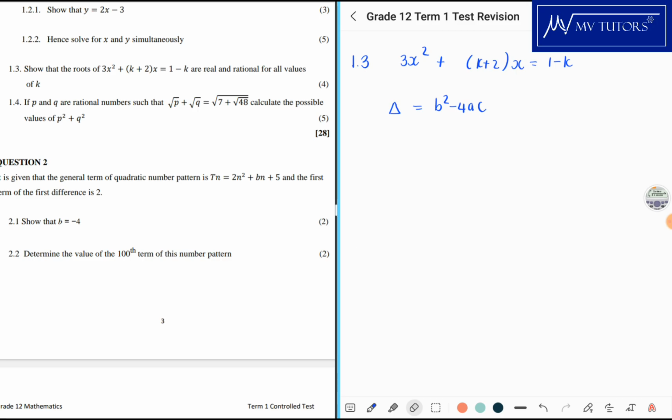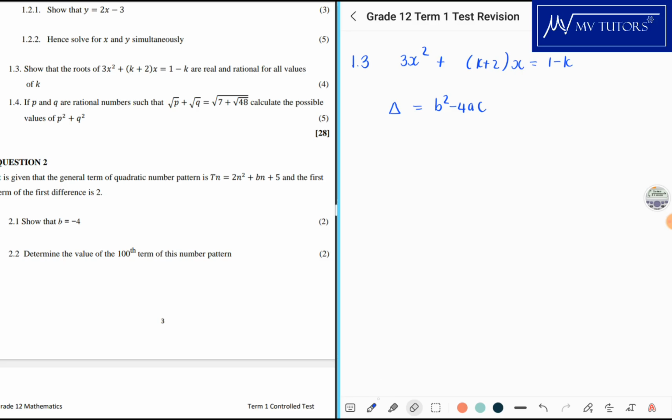So what are they asking here? They're asking for it being real and rational. Remember, real and rational. Real numbers fall under rational, so in this case, what we're actually going to look at is the rational. That takes precedence. So now, we have b squared minus 4ac, that is our discriminant.